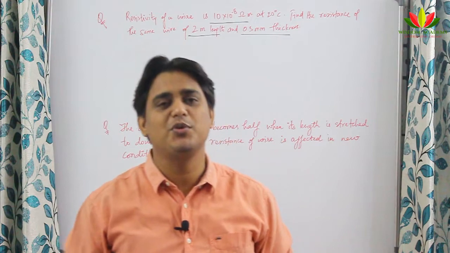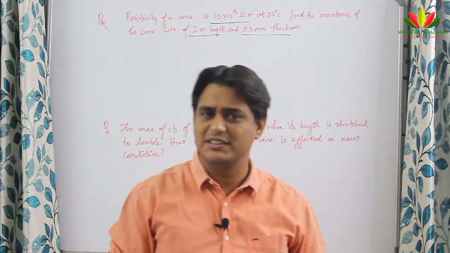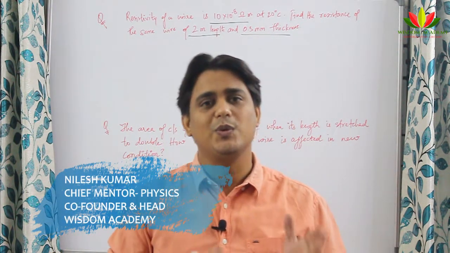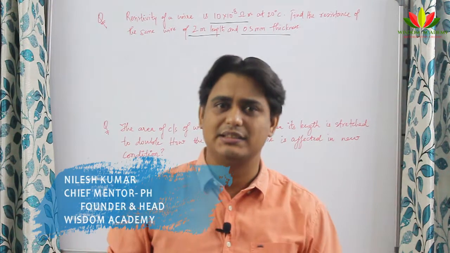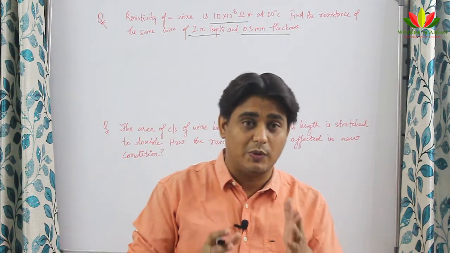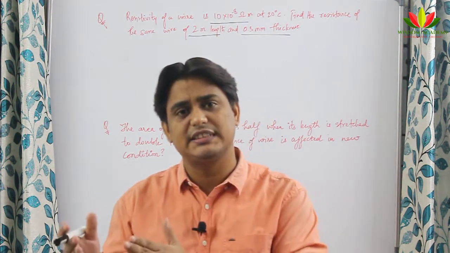In the previous video, you have learnt about Ohm's law, resistance and resistivity. What is resistance? V by I. It is a property which depends upon factors like length, area of cross section, nature of material and other physical conditions. So if the length of the wire changes or the area of cross section changes, resistance will change.